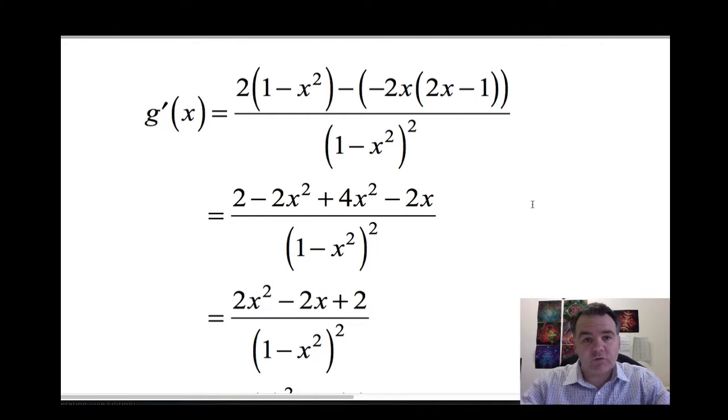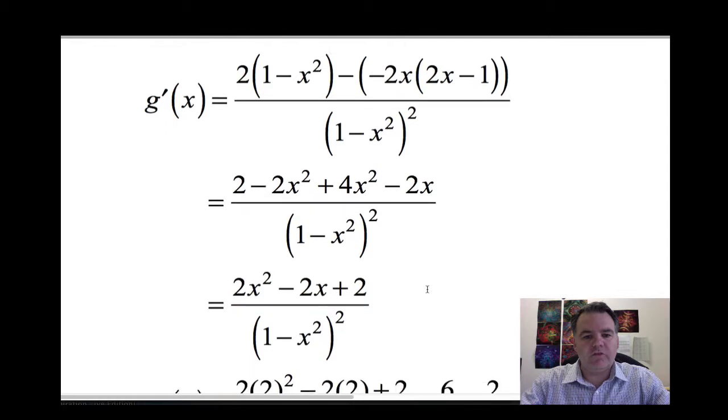So first we need the derivative. Here it is here. Check it out using the quotient rule. u is 2x minus 1. v is 1 minus x squared. So we've got u'v minus v'u over v squared. Simplifying the top line gives us 2x squared minus 2x plus 2. That's as simple as we need it.